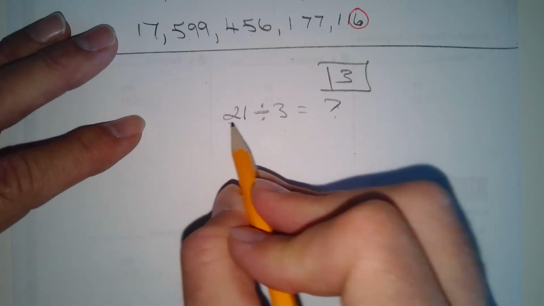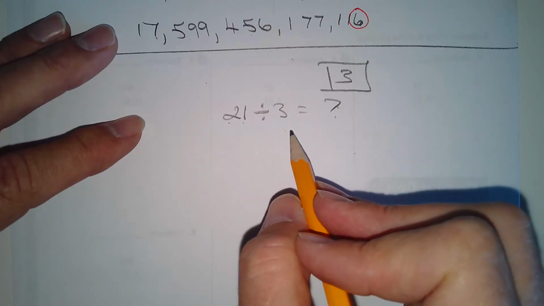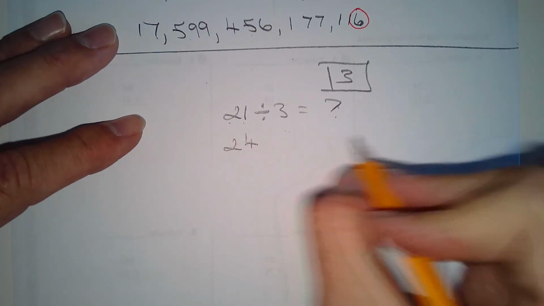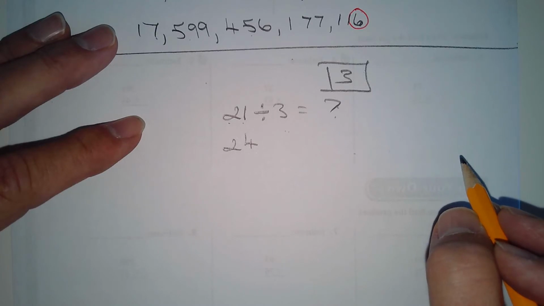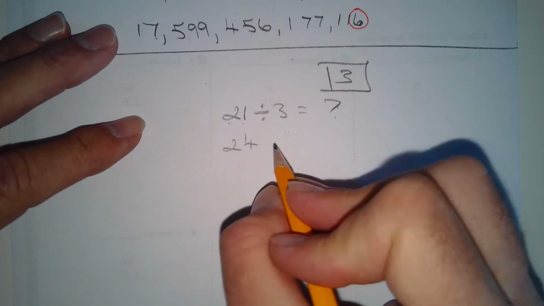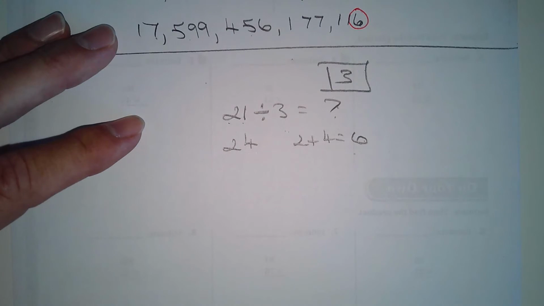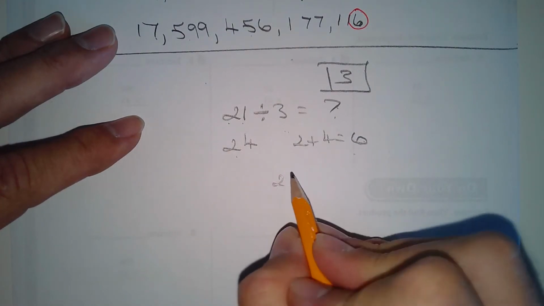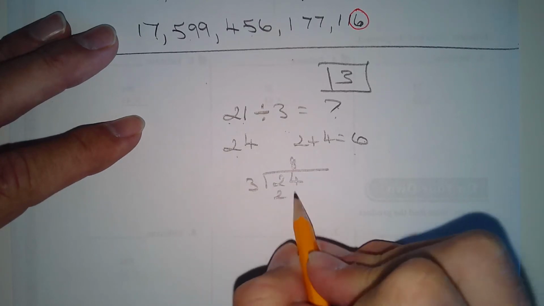So, what is 2 plus 1 equal? Is 3 divisible by 3? Yeah. How about this? Can 24 be divided evenly by 3? Yes. What is 2 plus 4 equal? Can 6 be divided by 3? Yes. So let's take a look. 24 goes in 8 times evenly, nothing left over.